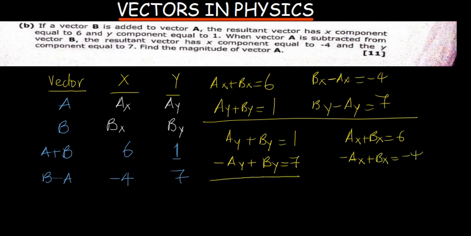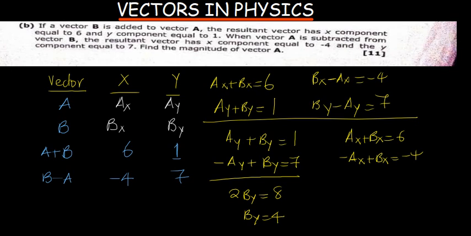Now we are going to add this. If we add ay plus negative ay, those are going to cancel out. And then by plus by, that will give us 2by. And that will be equal to 1 plus 7, that will be 8. Meaning that by is equal to 4.